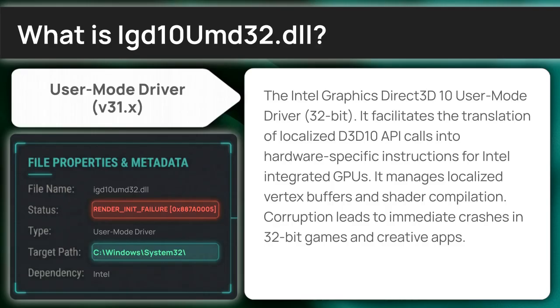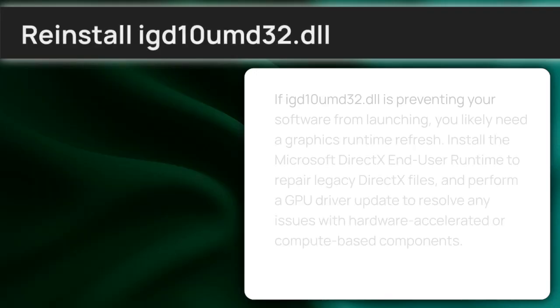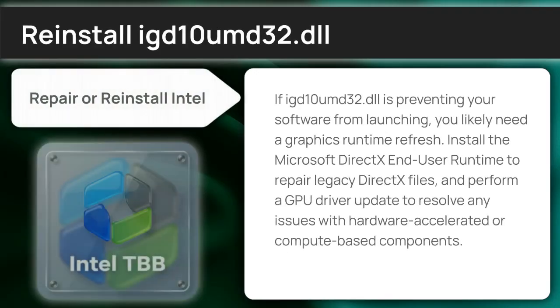Knowing the file's purpose is helpful, but now we need to physically restore it. If igd10umd32.dll is preventing your software from launching, you likely need a graphics runtime refresh. Install the Microsoft DirectX end-user runtime to repair legacy DirectX files, and perform a GPU driver update to resolve any issues with hardware-accelerated or compute-based components.